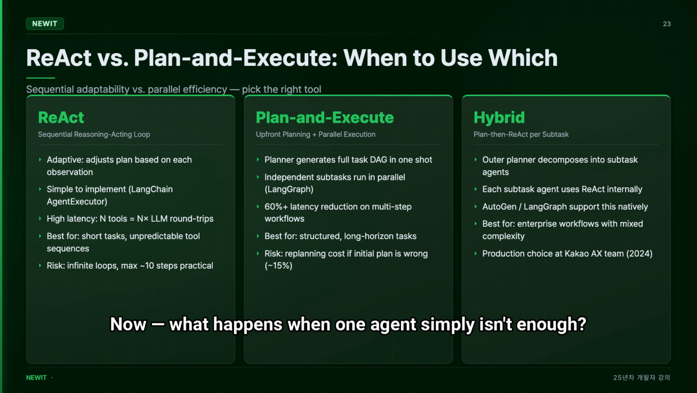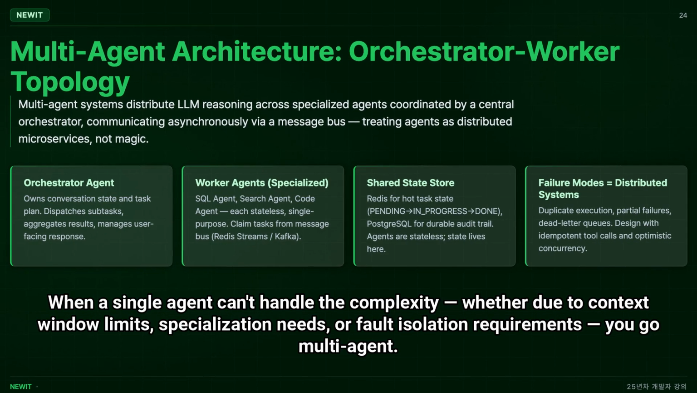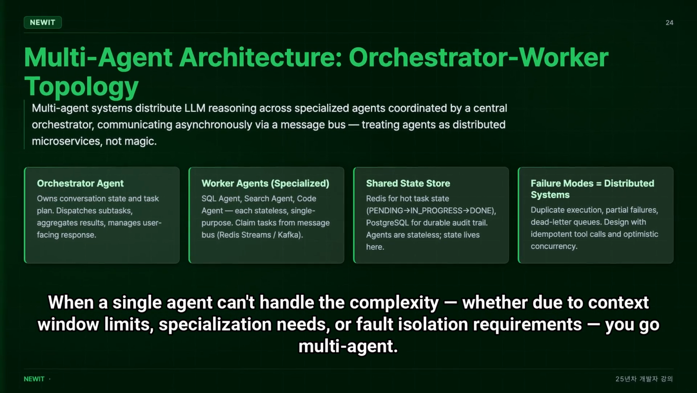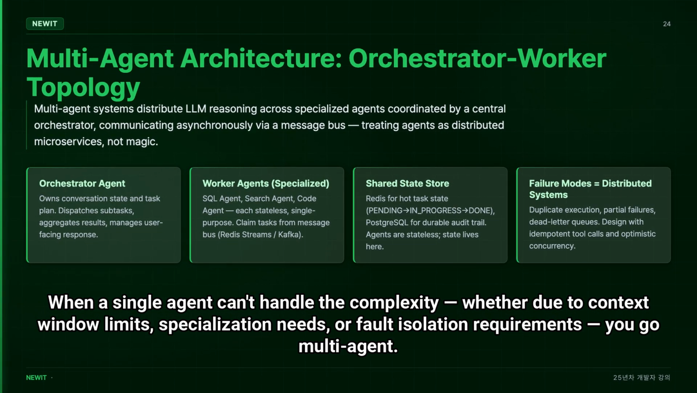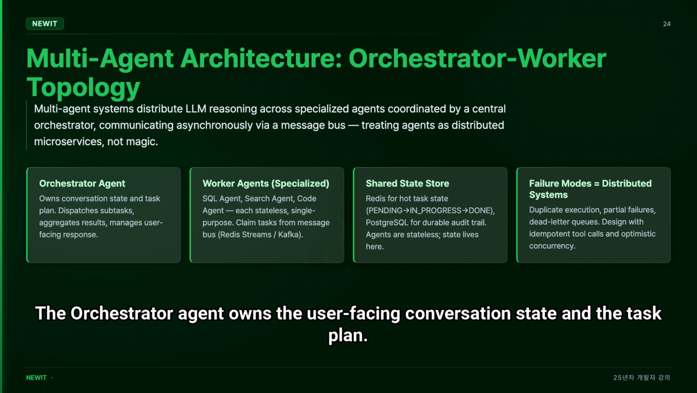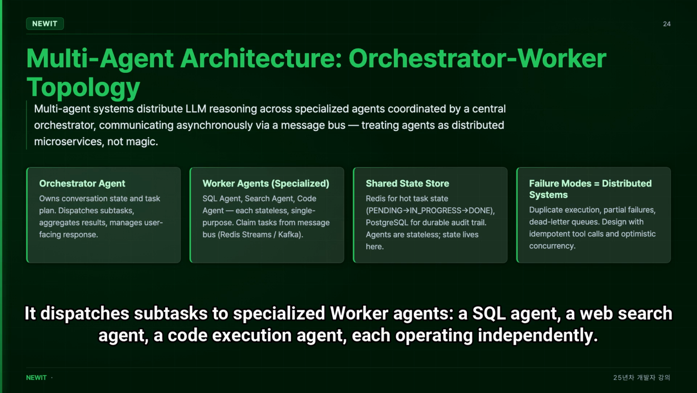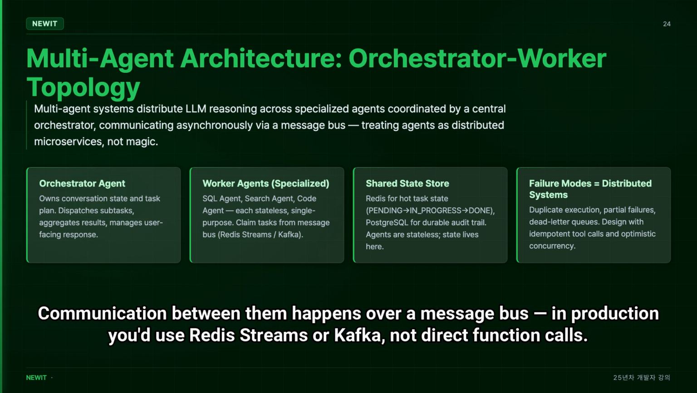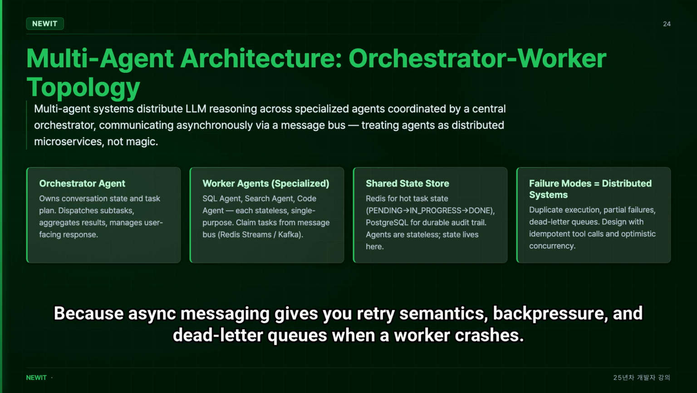What happens when one agent simply isn't enough? When a single agent can't handle the complexity, whether due to context window limits, specialization needs, or fault isolation requirements, you go multi-agent. The canonical topology is orchestrator-worker. The orchestrator agent owns the user-facing conversation state and the task plan. It dispatches subtasks to specialized worker agents, a SQL agent, a web search agent, a code execution agent, each operating independently. Communication between them happens over a message bus. In production, you'd use Redis Streams or Kafka, not direct function calls. Why? Because async messaging gives you retry semantics, backpressure, and dead letter queues when a worker crashes.